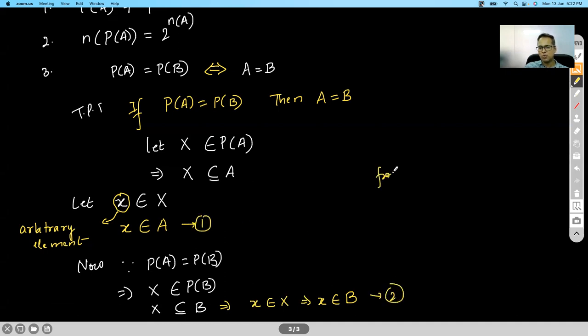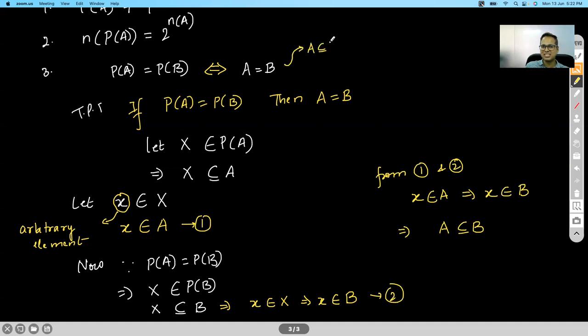So overall, from 1 and 2, what do I figure out? I figure out that if an arbitrary element belongs to A, then that arbitrary element also belongs to B, thereby proving that A is a subset of B. Yes or no? So that is half the job done, because if you want A to be equal to B, you have to prove two things. A should be a subset of B, which I have just now accomplished. And I have to do the other half, that is B is also a subset of A, which I'm going to do right now.